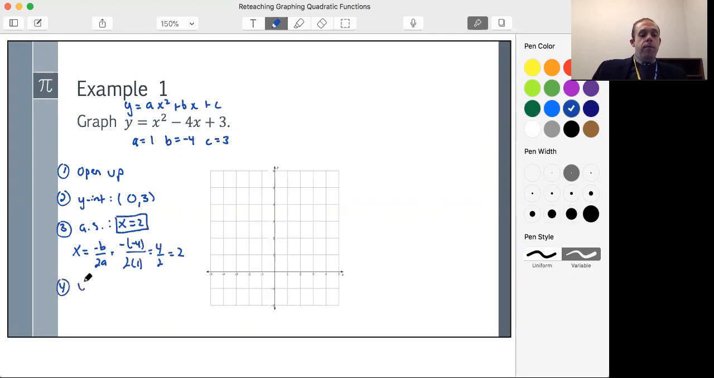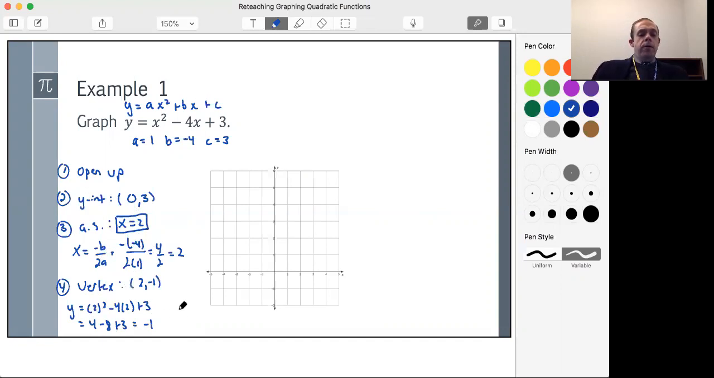And in step 4, we find the vertex by plugging that point into our function. So y equals 2 squared minus 4 times 2 plus 3. So we get 4 minus 8 plus 3. That's going to give us -1. So our vertex is at the point 2, -1.